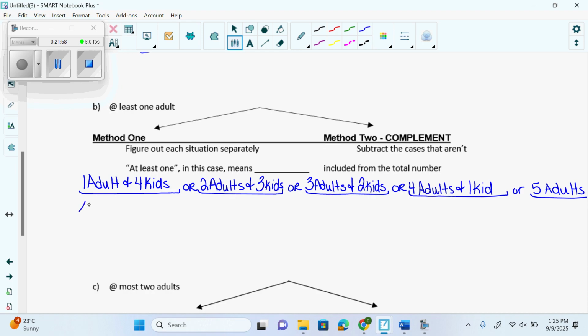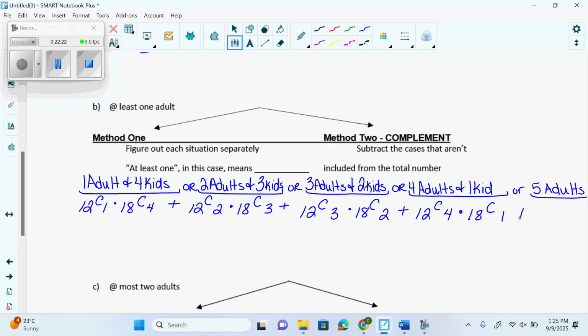We'll get 12C1 times 18C4 plus, or 12C2 times 18C3 plus, or 12C3 times 18C2 plus, or 12C4 times 18C1 plus 12C5. Don't type that in. But you could. You could type that whole thing in. That is a long, lots of numbers, correct? And that would get you the right answer.